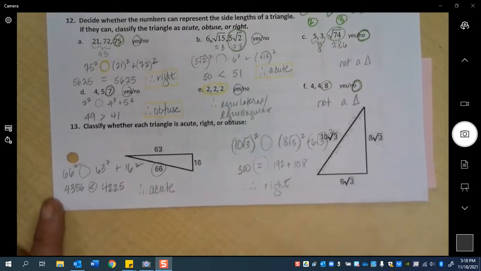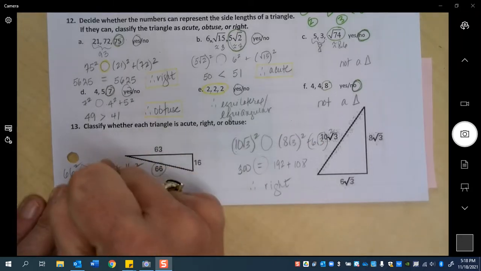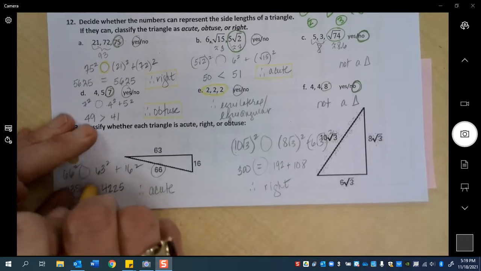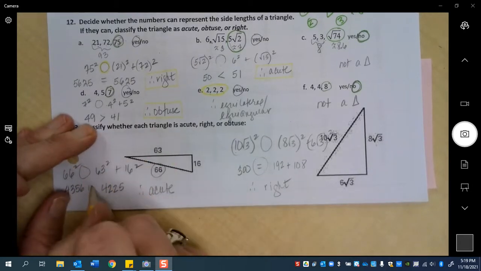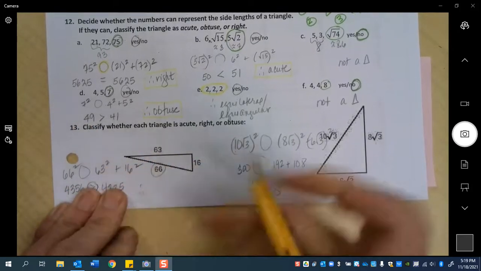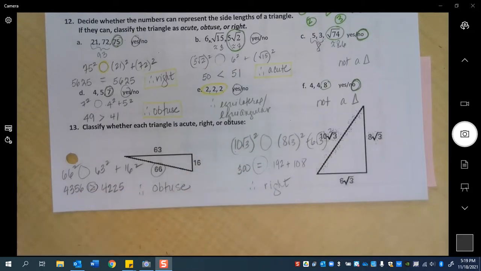Two last ones. Is it acute, right, or obtuse? If 66 is smaller, uh-oh, that doesn't look smaller at all, does it? 66 squared is bigger than 63 squared plus 16 squared. Yeah, I just double checked my numbers, and for sure, this one is larger. So our answer is going to be obtuse, because if c squared is larger, it's definitely obtuse. And then here I have a right triangle.